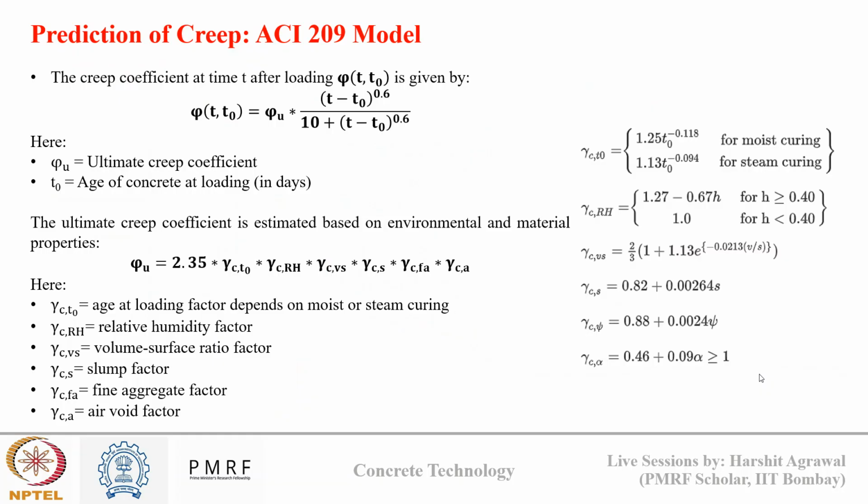We talked about how concrete properties affect creep in concrete and then moved into the prediction of creep from present or past data. First, using the ACI model, where the creep coefficient is determined after a time t in loading, where we have applied a load at a time t naught, and based on the ultimate creep coefficient, which takes into account the environmental and material properties, we can determine the creep coefficient after a time t under loading.